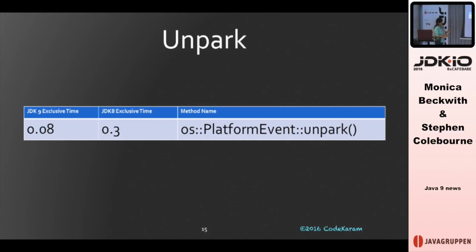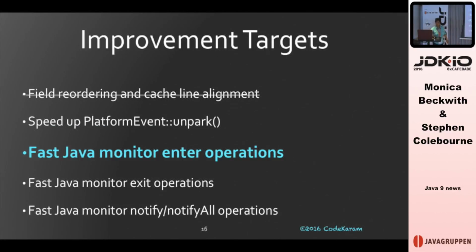When I profiled my application, there's a way to compare inclusive time, so time in the method inclusive of all the calls from that method, or exclusive time, which means the time that a particular method took individually. So I look at that, and this is the same benchmark running on JDK 9 versus JDK 8, and I do see a performance improvement, okay? So it's 0.3 versus 0.08.